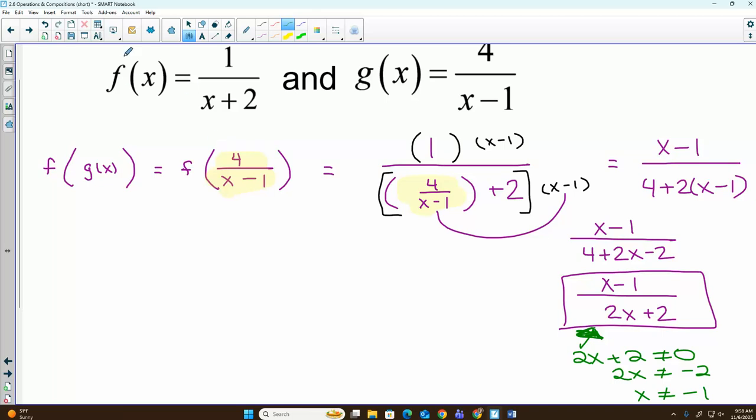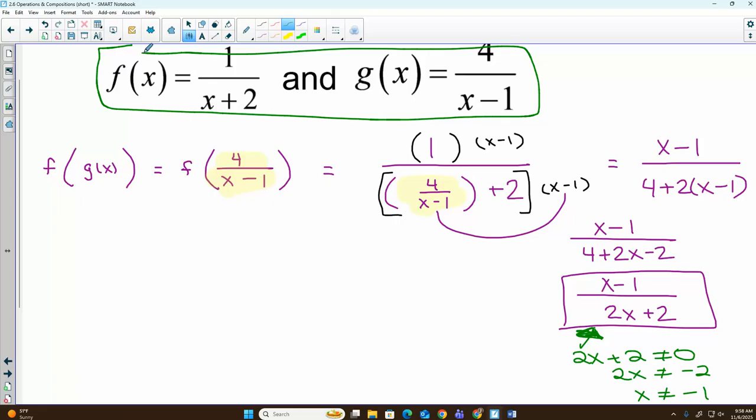Would you have gotten that by looking at these original ones? No. This one tells me x can't be negative 2. This one tells me x can't be 1. So I'm not going to get my domain from the original two. We have to look at the composition. But this doesn't give me the whole picture. All right, if I'm looking at this, could I plug a 1 into that final answer? Yeah. What if I just asked you to do f of g of 1?